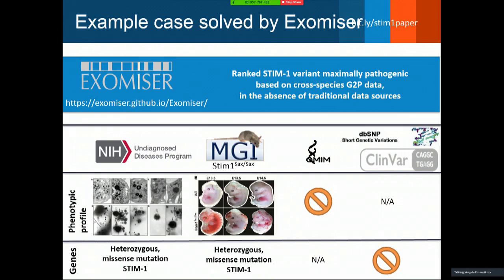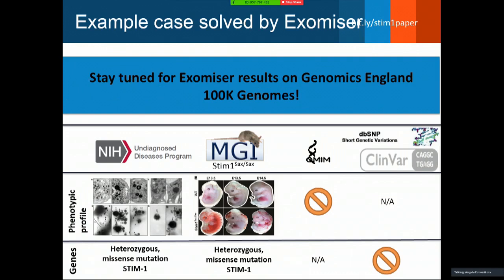And so this is just one example where we were able to diagnose a family with a heterozygous mutation in the STIM1 gene based on that type of fuzzy phenotype matching to a mouse that was available publicly and described very well in the Mouse Genome Informatics database, where there was no correlate in OMIM, dbSNP, or ClinVar. And tomorrow, Damian's going to tell you a little bit more about work in progress to use this tool across the 100,000 Genomes project.